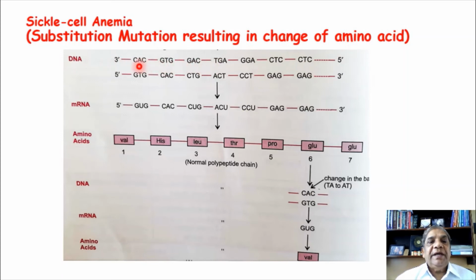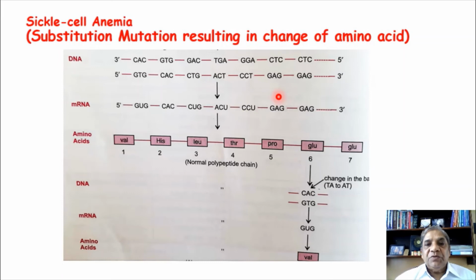chain here. And if you concentrate on the sixth position, here the base is the nitrogenous base CTC. In normal condition, against this CTC, the messenger RNA which is produced, which brings the code from the nucleus to the cytoplasm to get attached onto the ribosomes and rough endoplasmic reticulum in production of the protein, is GAG. So the code on messenger RNA is GAG, and this is normal, and this is responsible for production of the amino acid called glutamic acid.